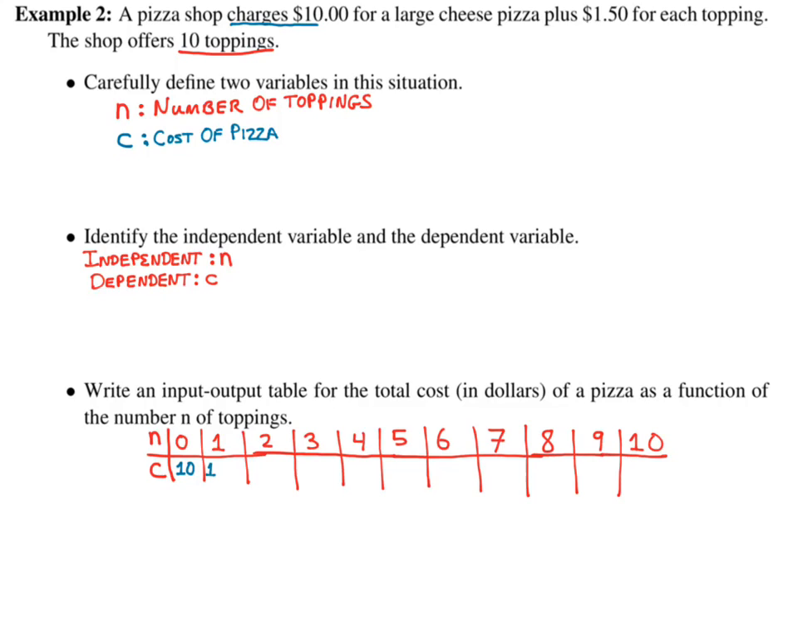For 1 topping it's $11.50 because it's $1.50 for each topping. For 2 toppings, it's $13, another $1.50. For 3 toppings, it's $14.50, another $1.50. And then you keep going, adding $1.50 for each extra topping. Not really sure who wants a 10-topping pizza, but whatever.